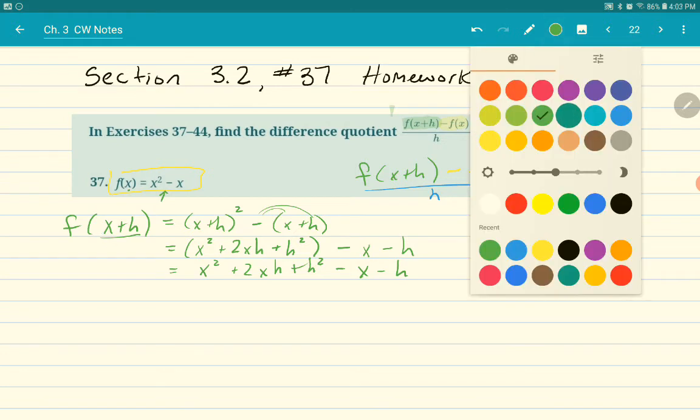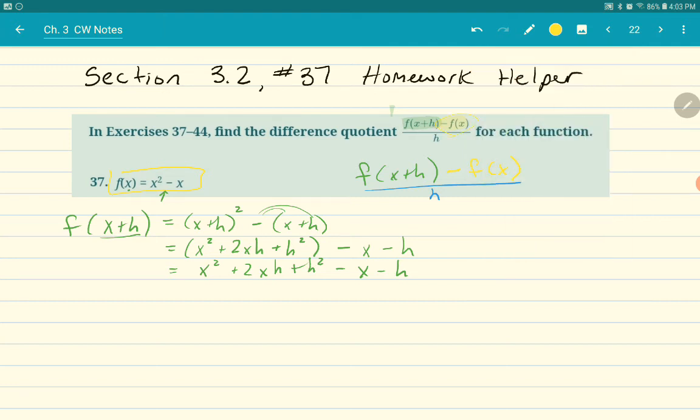And then in yellow, that's the minus f of x. So f of x is this thing right here. That's what we've been given. And to make it negative, I just need to put a negative out in front of both of those. And I get negative x squared and plus x.